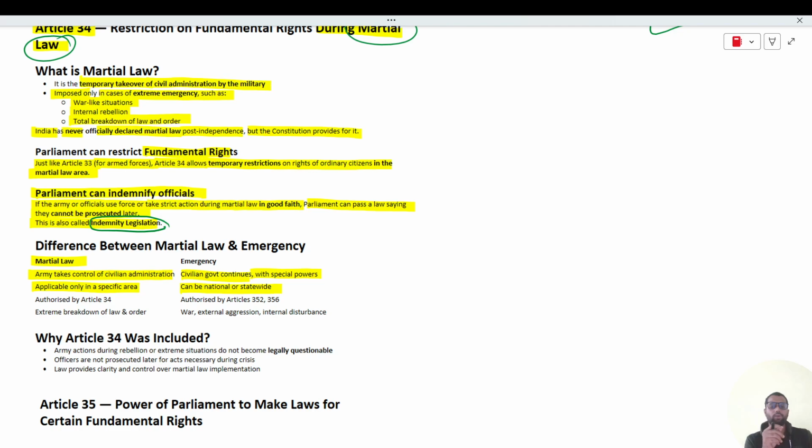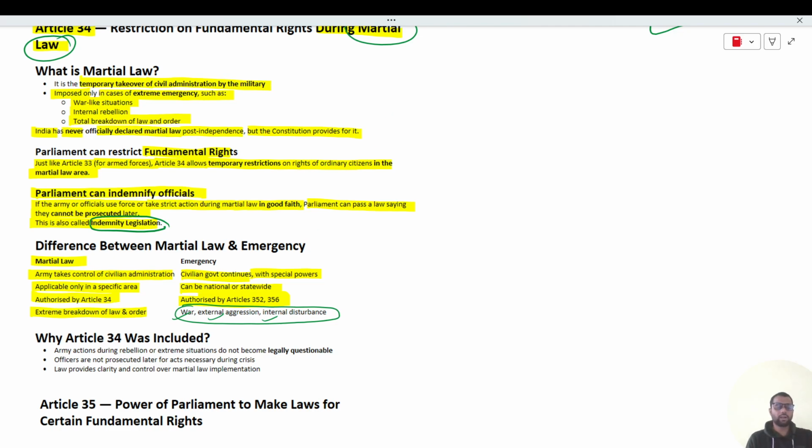The army will take control of that particular area. It is authorized by Article 34 that we are seeing. Emergency is under Articles 352 and 356. One is called the national emergency, another the state emergency. State emergency is also known as the imposition of President's rule. So extreme breakdown of law and order will invite the application of martial law, but a national emergency can only be declared on three grounds: war, external aggression, and internal disturbance.